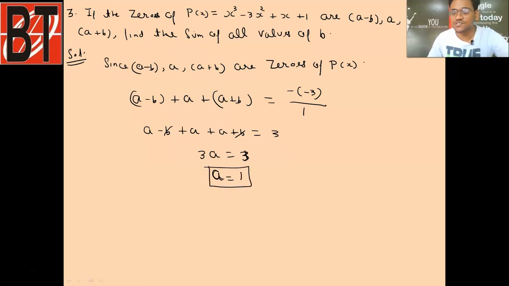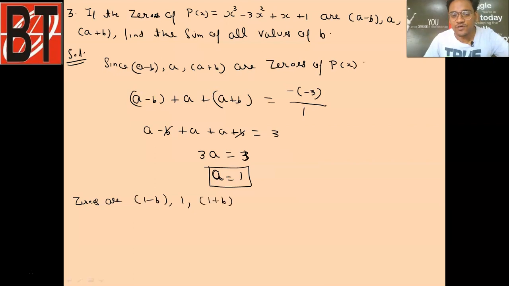Clear, students? So in this way we calculated the value of a, but what we wanted was the sum of all values of b. Now we are not sure how many values of b there can be. But just by writing the second or third relationship, we will have the idea of that. Now students, since a is calculated, the zeros are nothing but 1 minus b, a, 1 plus b.